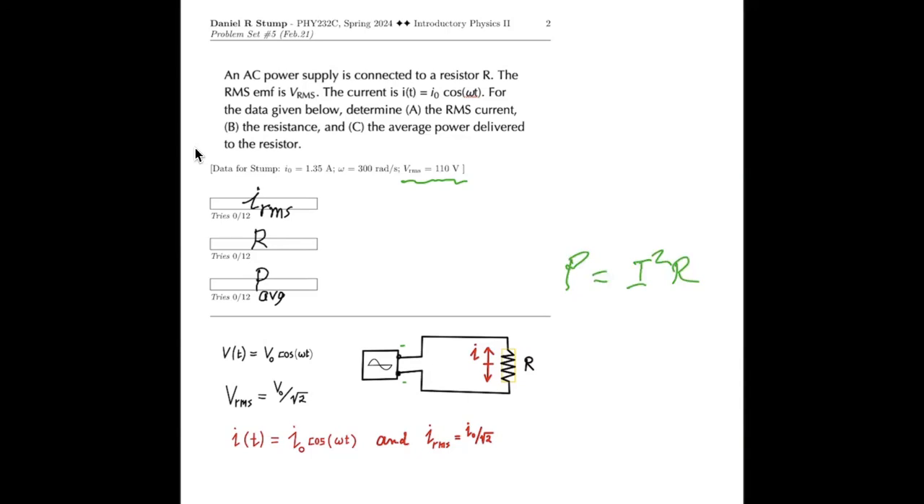Well, that's fine for direct current, but what about alternating current? For alternating current, we have average power is the root mean square current squared times R. You calculate the average of the power over time. You calculate the average of I squared, that's I RMS squared.